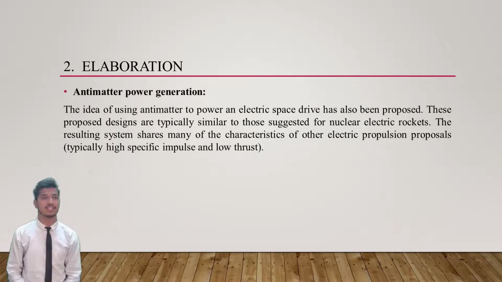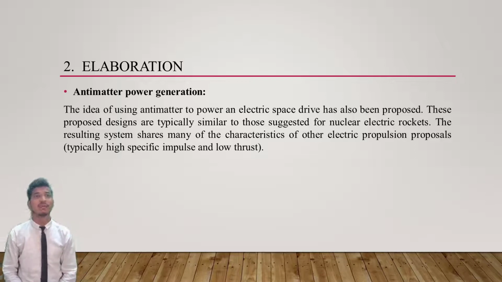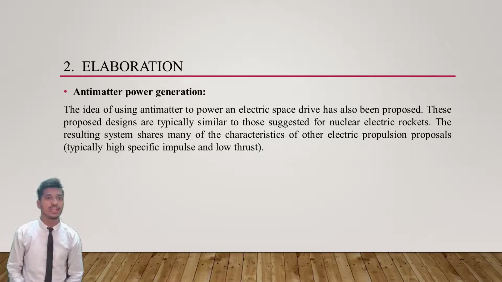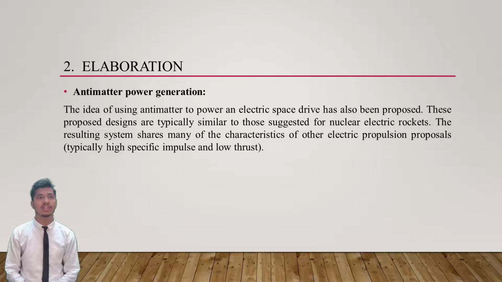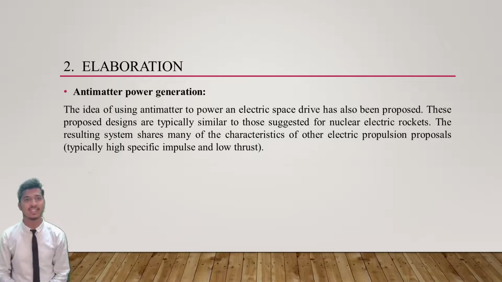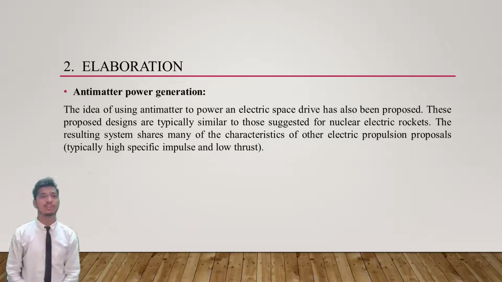Antimatter power generation. The idea of using antimatter to power an electric space drive has also been proposed. These proposed designs are typically similar to those suggested for nuclear electric rockets. Second, antimatter annihilation is used to directly or indirectly heat a working fluid as in a nuclear thermal rocket, but the fluid is used to generate electricity, which is then used to power some form of electric space propulsion system.